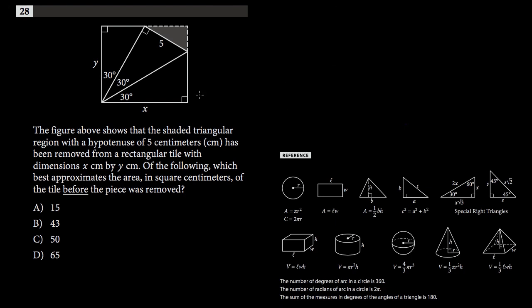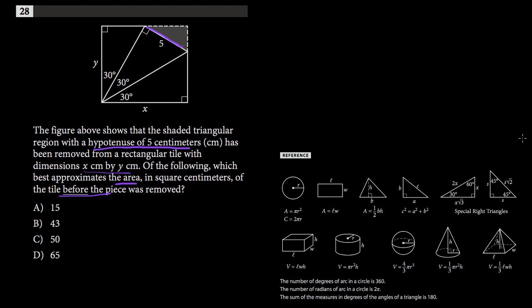Question 28 reads, the figure above shows that the shaded triangular region with a hypotenuse of 5 centimeters, right here, has been removed from a rectangular tile with dimensions x centimeters by y centimeters. Of the following, which best approximates the area in square centimeters of the tile before the piece was removed? Before the piece was removed, the question is really asking us for the area of this rectangle, right? That's what it is before the piece was removed.